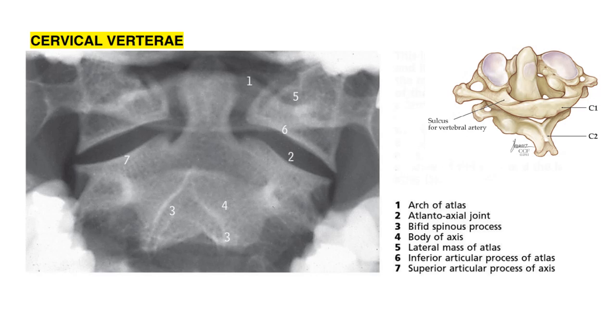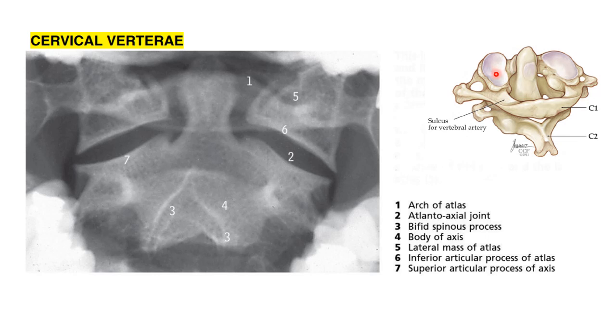Hello friends, here we will be discussing two bones which are articulating, that is the first cervical vertebra, the atlas, and the second cervical vertebra, the axis. Here you can see a pictorial representation of these two vertebrae, the atlas above and the axis below. Now, before going into the X-ray, let us have a quick look at the diagrammatic representation of these two vertebrae.